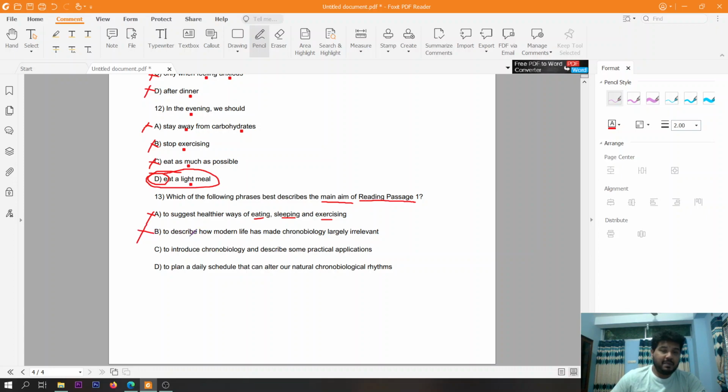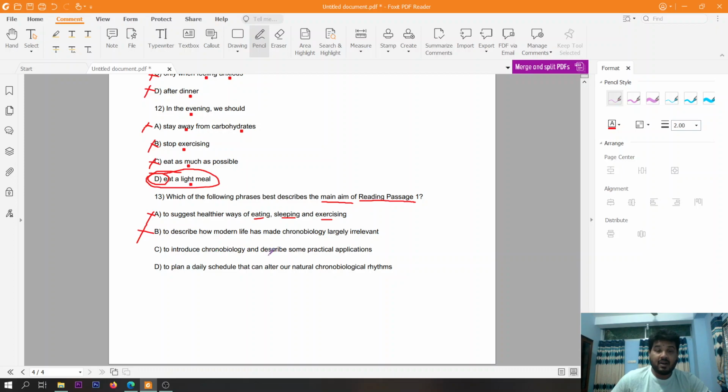Now, to describe how modern life has made chronobiology largely irrelevant, it is not B either, because you see, it doesn't really talk too much about modern life. It just uses the example of modern life once in one paragraph to talk about when people wake up. So it's not really mentioned at all.